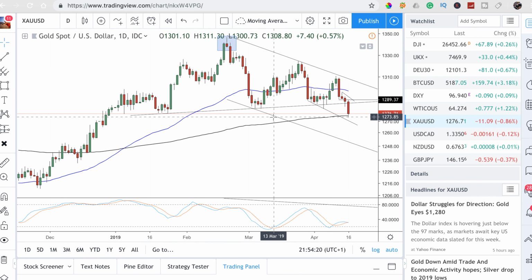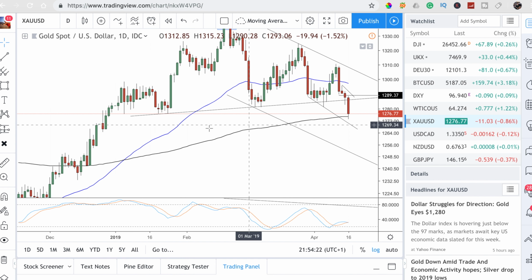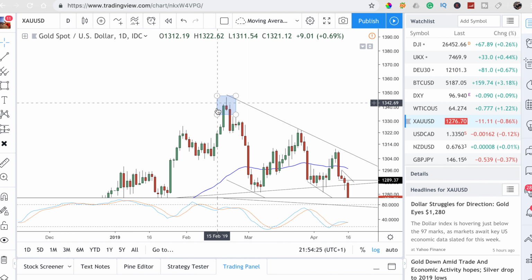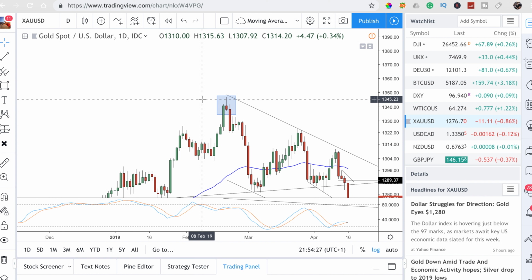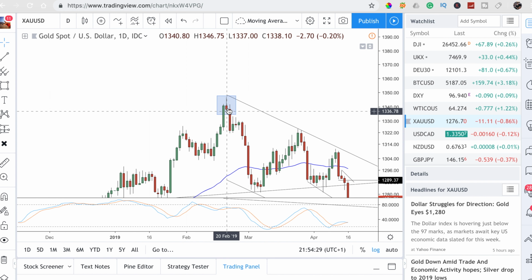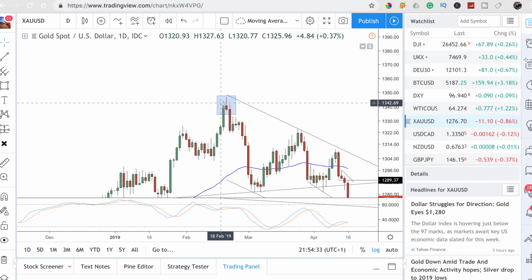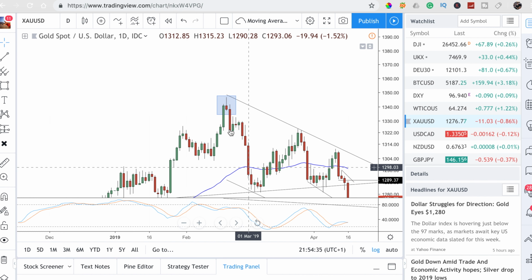Same thing on gold. You can see how powerful these patterns are. You can see that that was at a critical resistance level. We had a nice inverted hammer or a hanging man, and you can see the move that it produced the next couple of days.